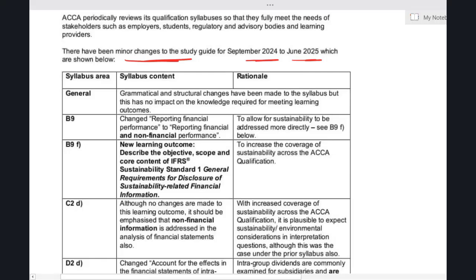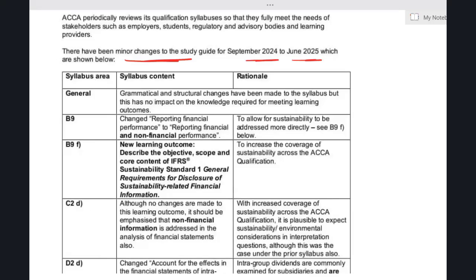Like reporting financial performance. Normally in FR we had interpretation of ratio analysis, focusing on the financial aspects of the entity. Like how is the profitability of the business compared to a competitor, the industry, or the previous year. How the company has performed in profitability, in working capital management, in liquidity. But from September 2024 onwards, ACCA has introduced one more area of financial performance, that is non-financial performance as well.